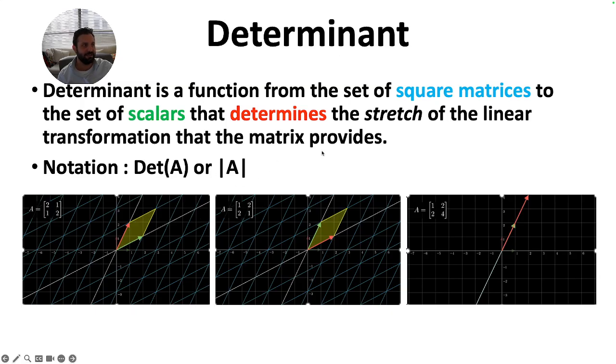So the determinant is a function that takes square matrices as input and gives you a scalar. This scalar is going to tell you some information about what this square matrix does. Typical notation: either you can use determinant of A, det expression, or these vertical bars that we're accustomed to from absolute value in scalars. But for matrices, this operation shows the determinant.